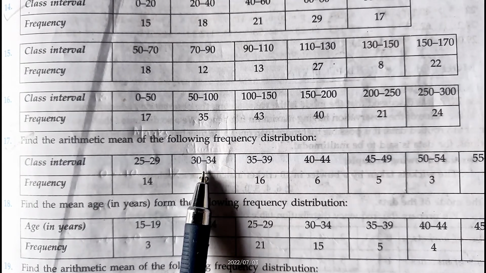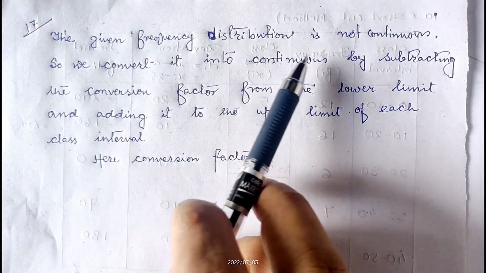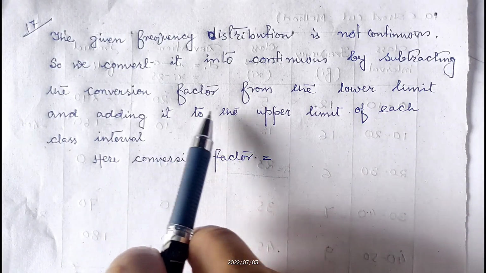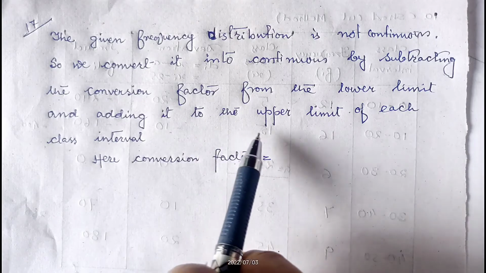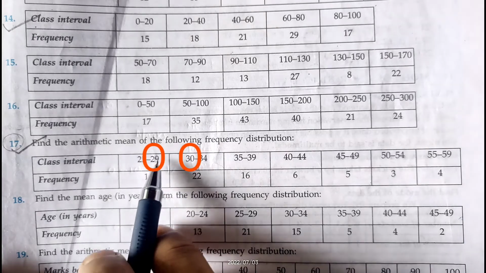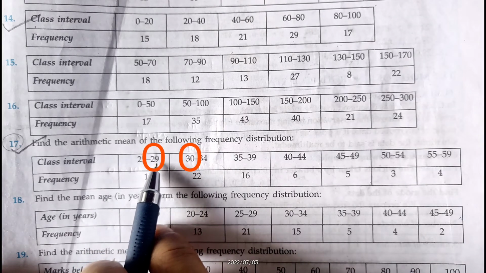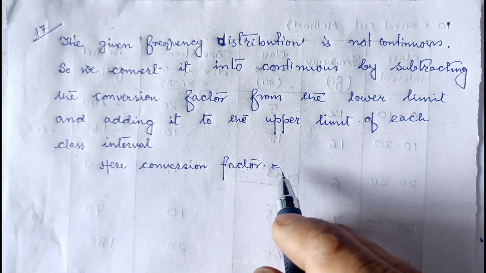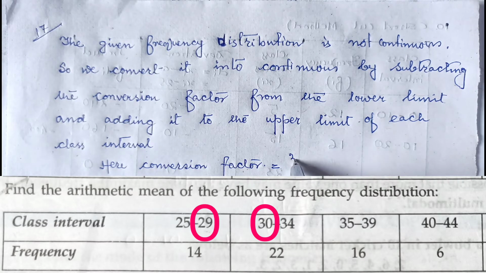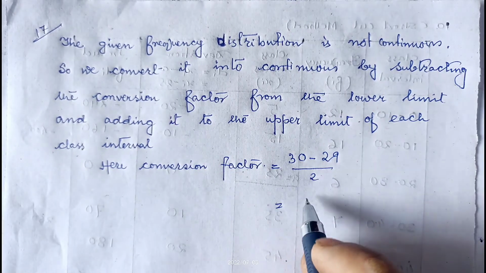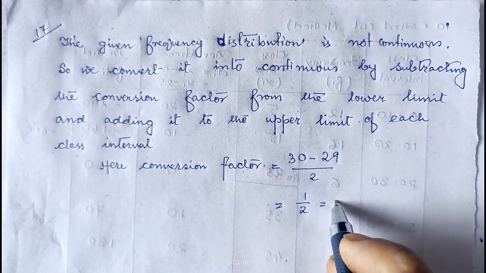We write: the given frequency distribution is not continuous, so we convert it into continuous by subtracting the conversion factor from the lower limit and adding it to the upper limit of each class interval. To calculate the conversion factor, we subtract the upper limit of the first class interval from the lower limit of the second class interval, and divide that by 2. Here the lower limit of the second class interval is 30 and the upper limit of the first class interval is 29. So 30 minus 29 by 2; 30 minus 29 is 1, so 1 by 2, which gives 0.5.